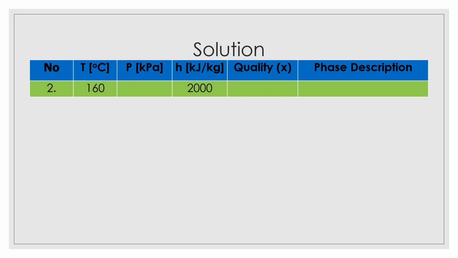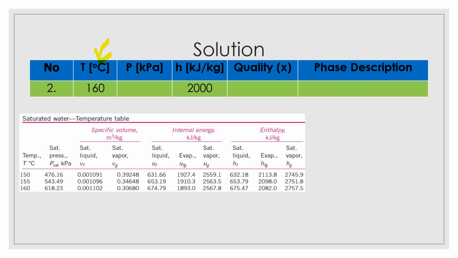Let's do question number 2. We are given temperature 160 degrees C and enthalpy H of 2000 kJ per kilogram, and we need to determine the P, quality, and phase description. Firstly, we need to refer to the property table. Since the information given is the temperature, we refer to the property table based on temperature. Then we go straight to the temperature of 160 degrees C, and we can get the pressure directly, which is 618.23.